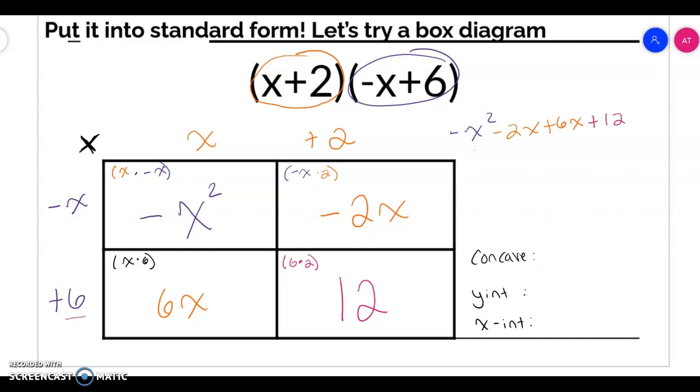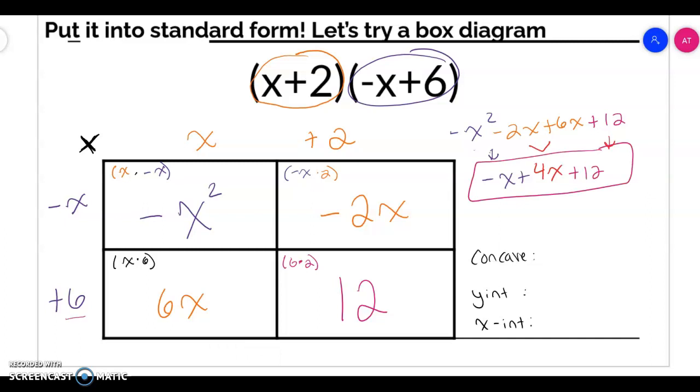And the reason the 6x and the 12 are positive is because there's no negative sign in front of them. Two positives make a positive. So then I can combine my like terms, or I could do it before I even wrote it out. If I owe you $2 and I give you 6, 6 minus 2 is 4x. And I would just bring everything else down. So now I have it in standard form.